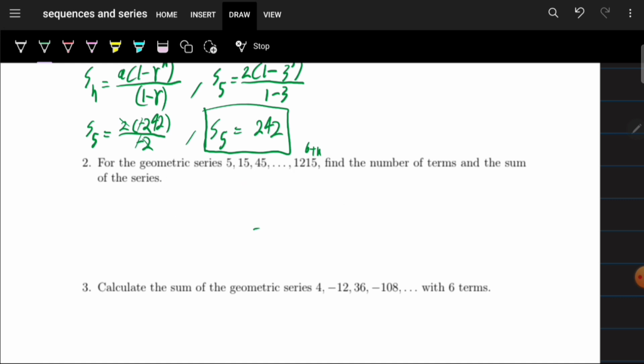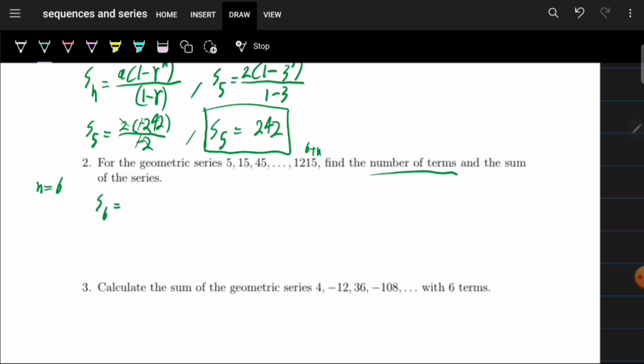So there are 6 terms. We'll do n is equal to 6. We found the number of terms. Now we want to find the sum of the series. So this is the sum of the first 6 terms of the series. So that means S6 is what we want to find.